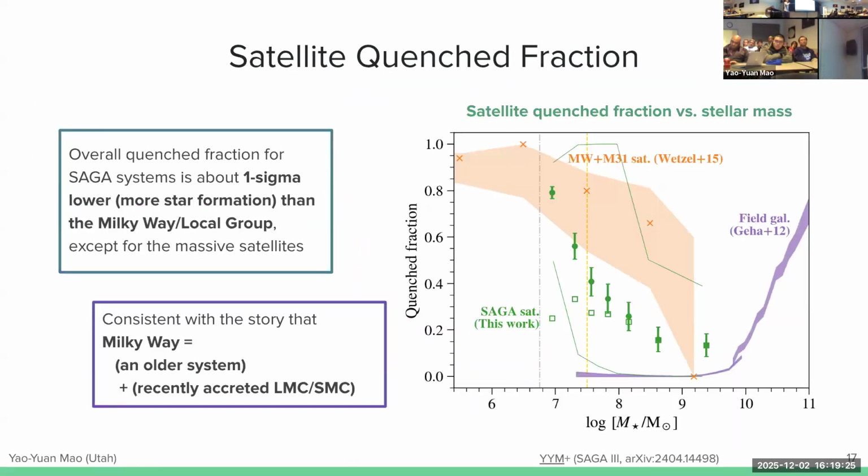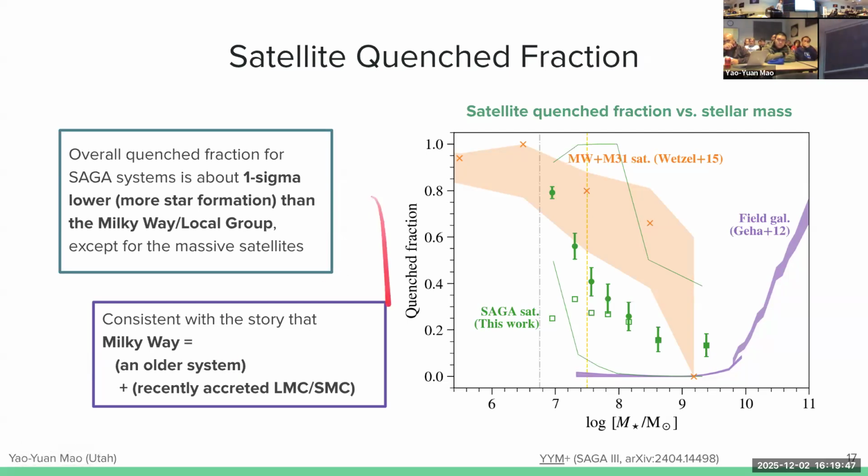So the other thing that we look at, other than the mass function, is the satellite quench fraction. This is the fraction of satellites that are not star forming. I don't know why it's not the star forming fraction, but people like the quench fraction. So 1 means that all the satellites are not star forming, and 0 means all the satellites are still star forming.